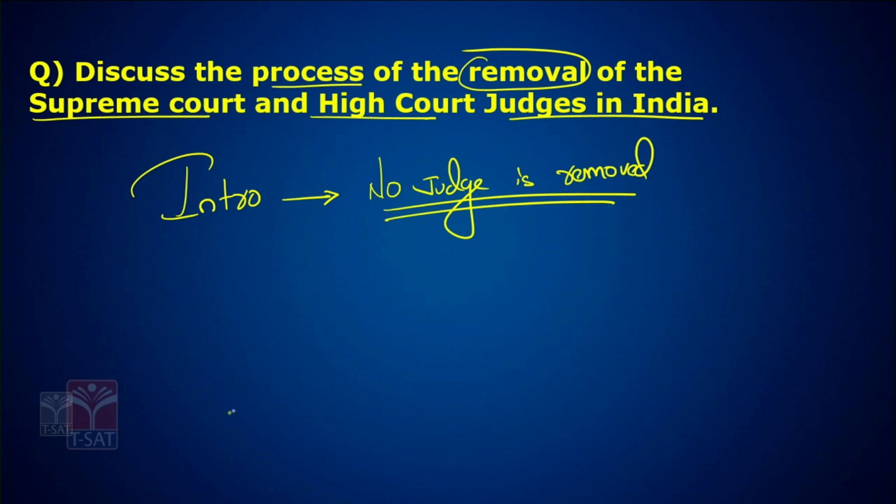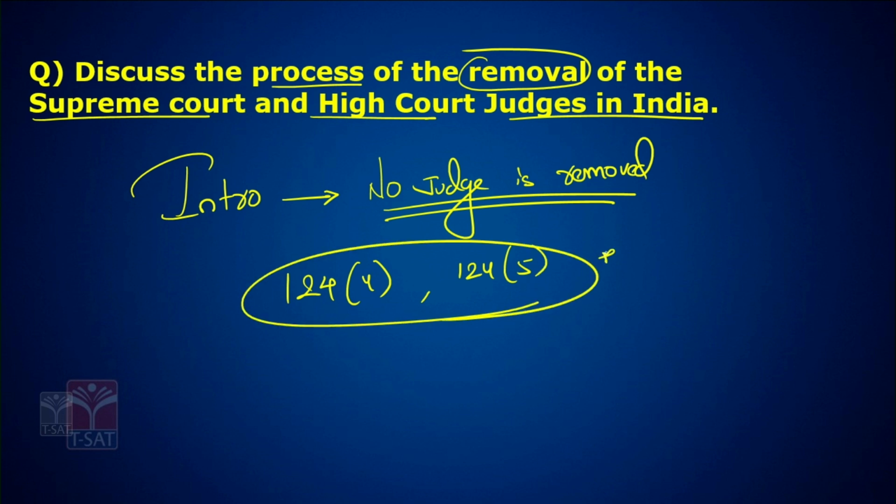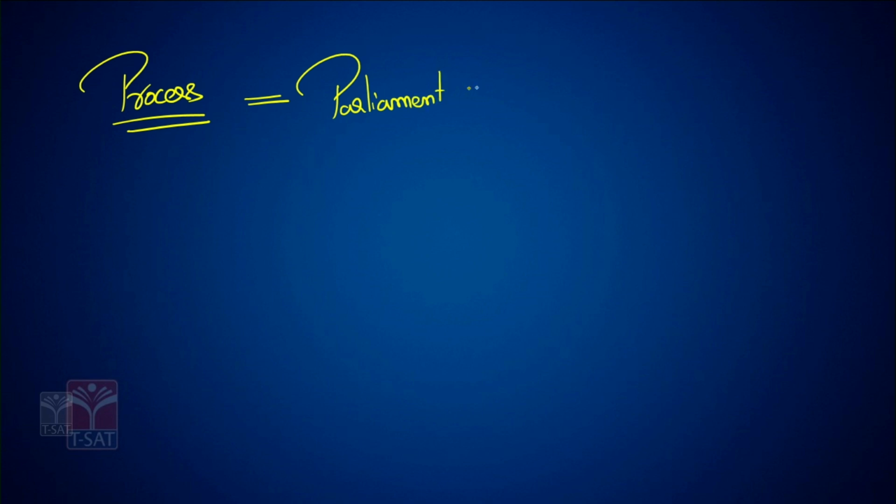by this process. Article 124 clause 4 and Article 124 clause 5 deal with the removal of the judges of the Supreme Court. And this process of removal of judges of the Supreme Court is taken from the US Constitution. Very, very important. The process to remove a judge of the Supreme Court shall be given by a law made in Parliament. Parliament should come up with a law to deal with the procedure to remove judges.